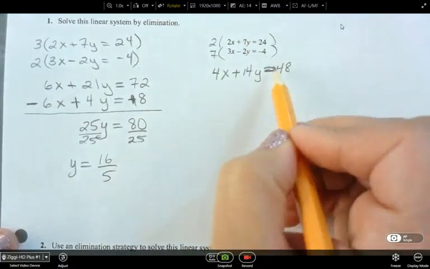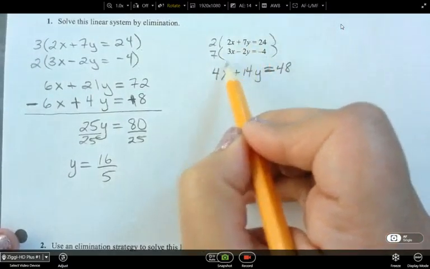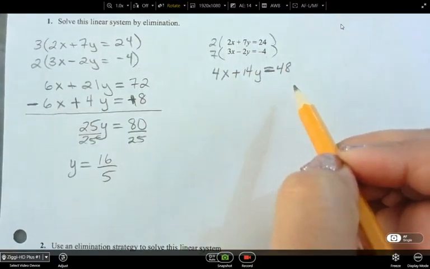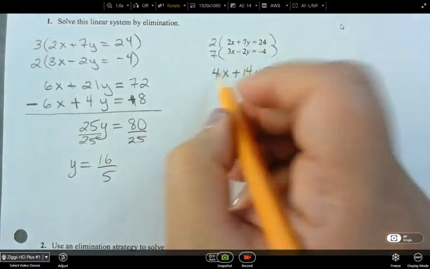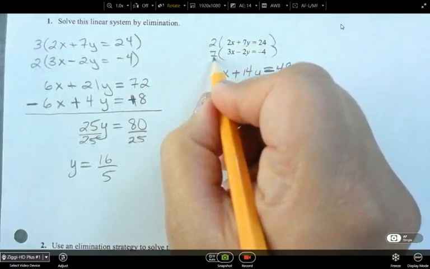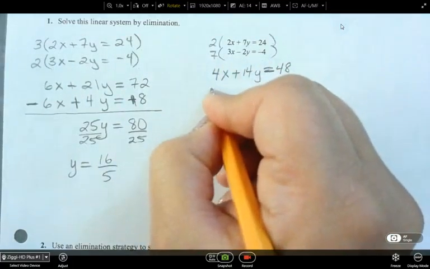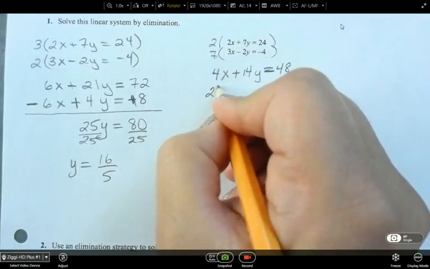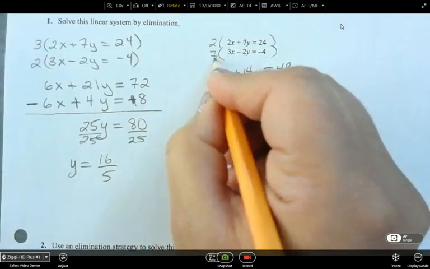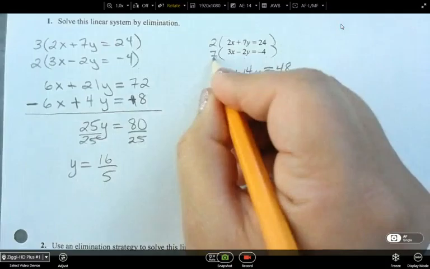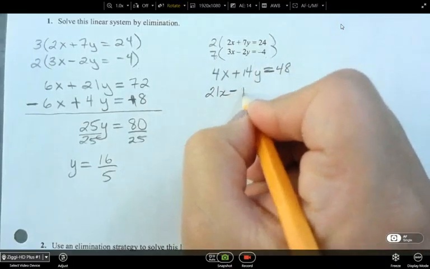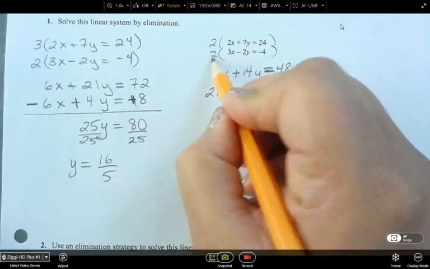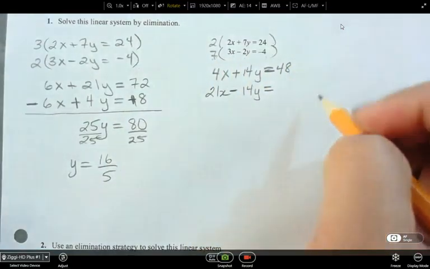Now, make sure when you're multiplying, you keep everything in line. Your x's are in line, your y's are in line, and then your constants in line. Okay? And then let's multiply the 7 through the second equation. What do I get? 3 times 7 is? 21x. 7 times negative 2 is? Negative 14y, and then 7 times negative 4.